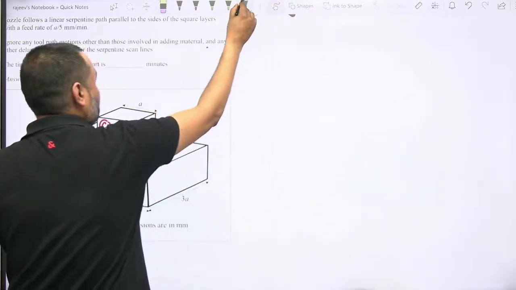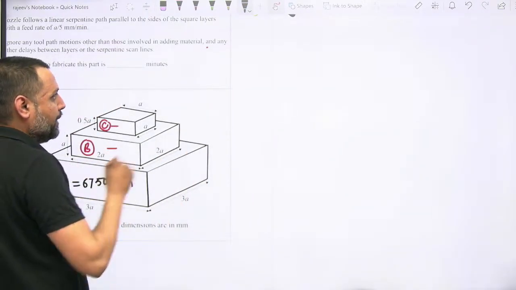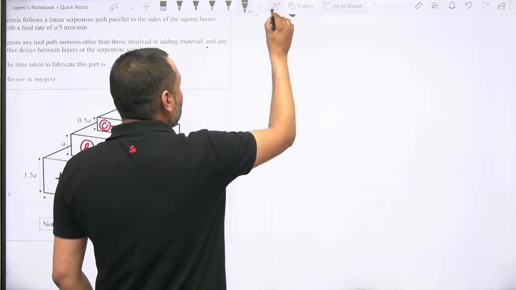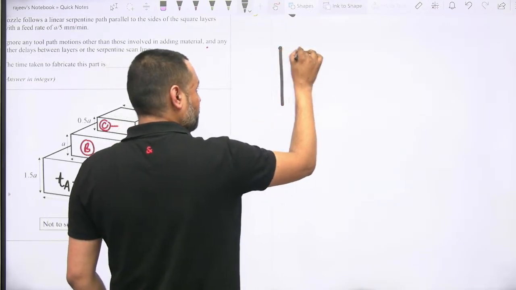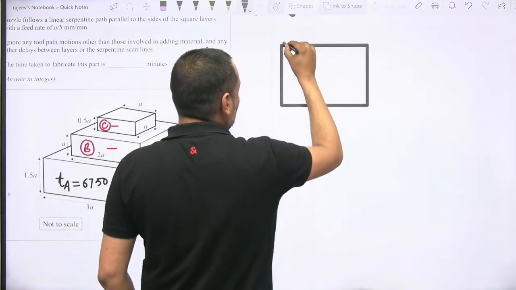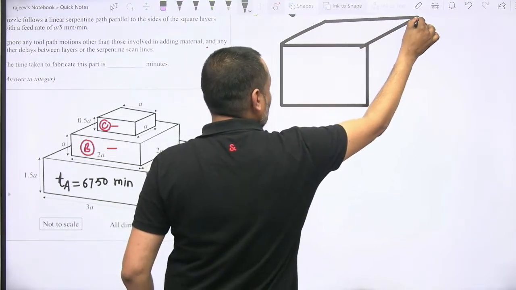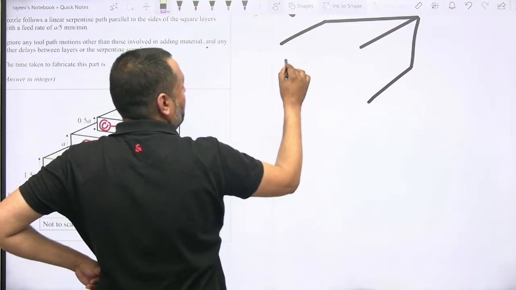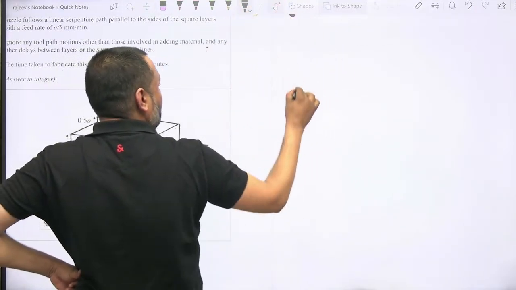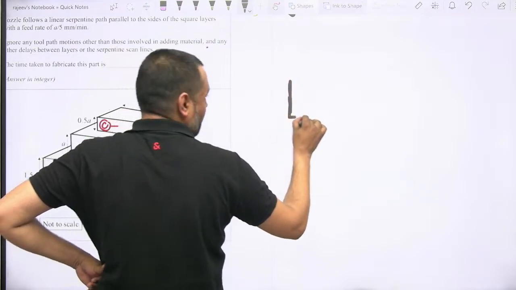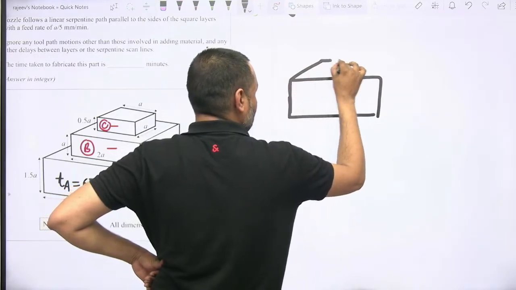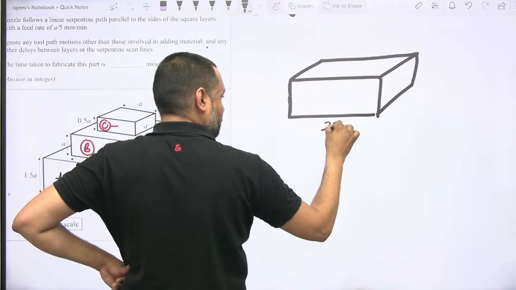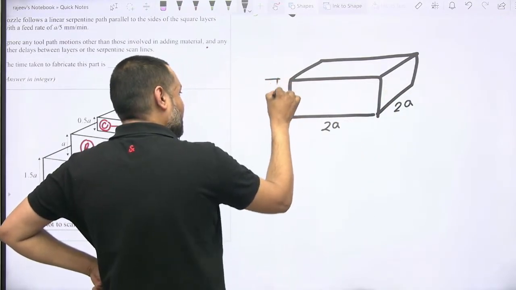You observe. Let us make block B. So block B is like this, no? Observe. Block B is like this. Just a minute, hold on. Block B is like this: A, 2A, 2A, right? Fine. This is your 2A, this is your 2A and this is A.